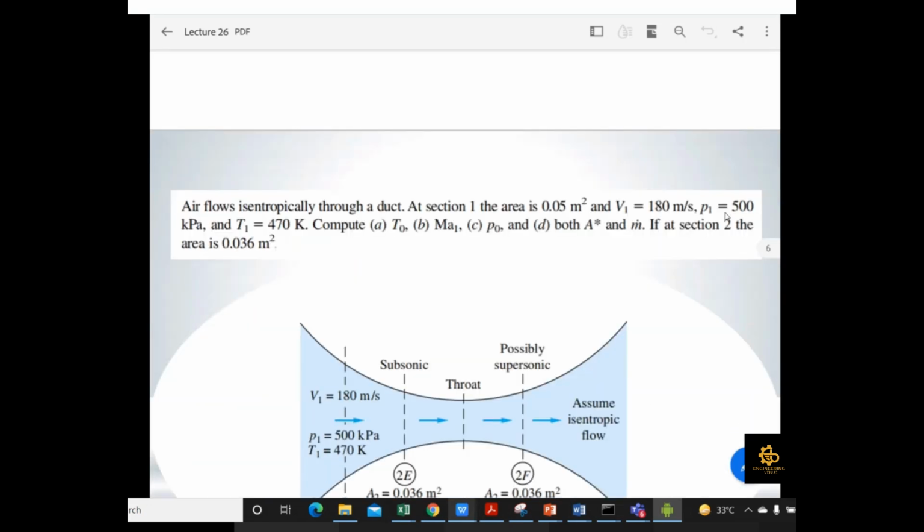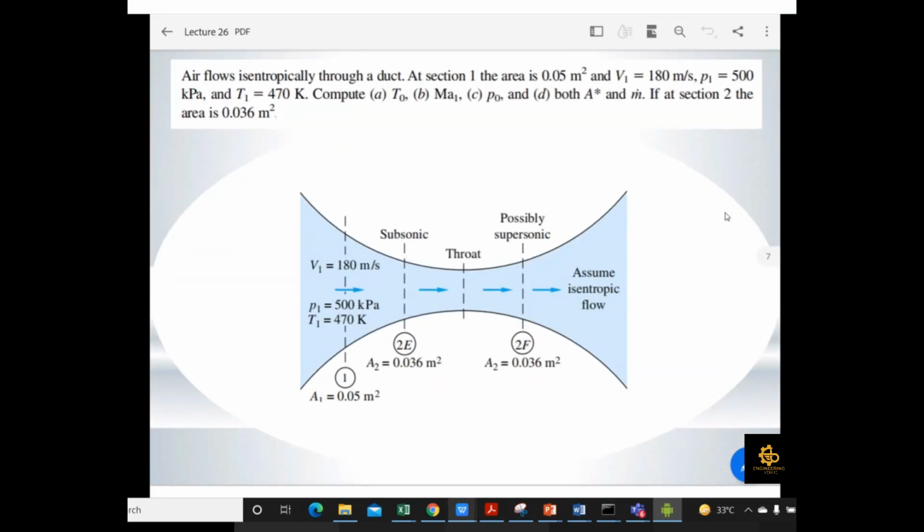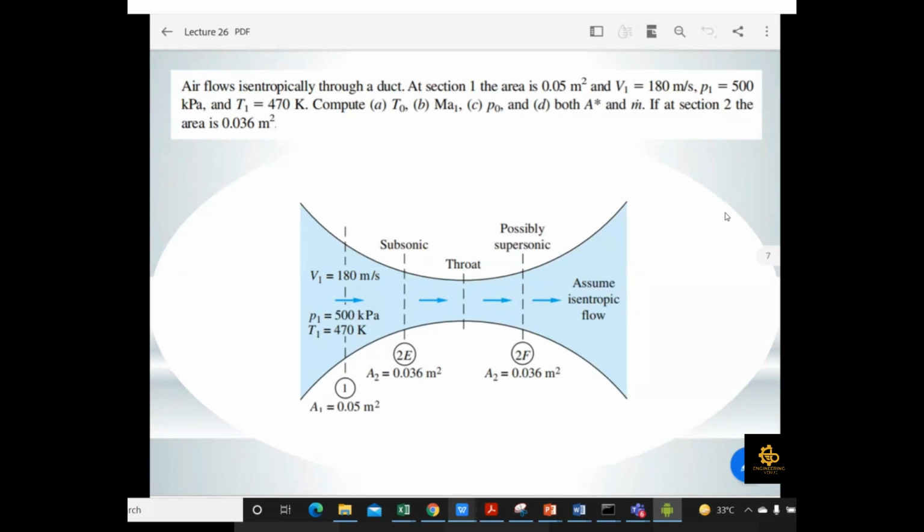Okay, so coming towards the next question. So you have to read the statement first. So airflow asymptotically through a duct at a section 1, the area is 0.05 meters square. Velocity at section 1 is given, T1 is given at the section 1. So you have to compute T naught, stagnation temperature, Mach number at point 1, P naught, stagnation pressure, and both A star and mass flow rate.